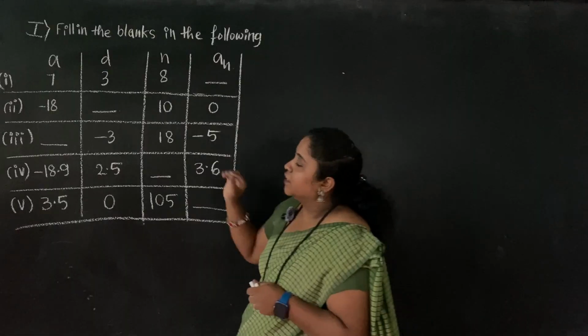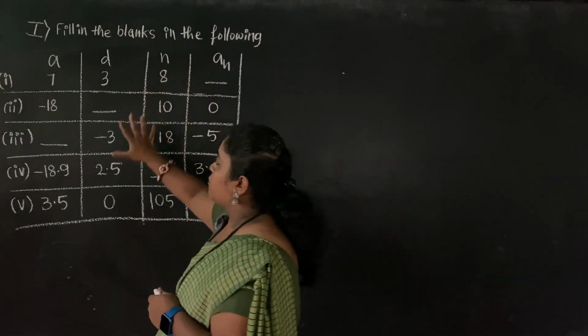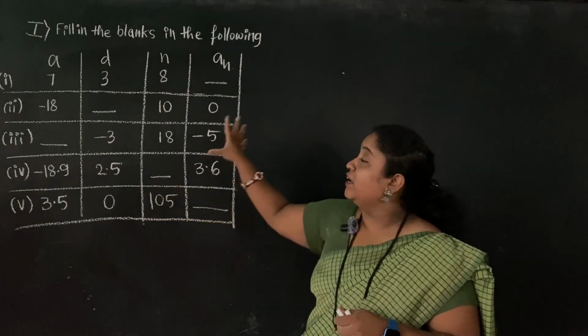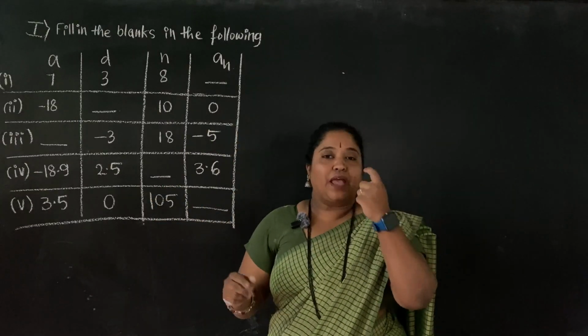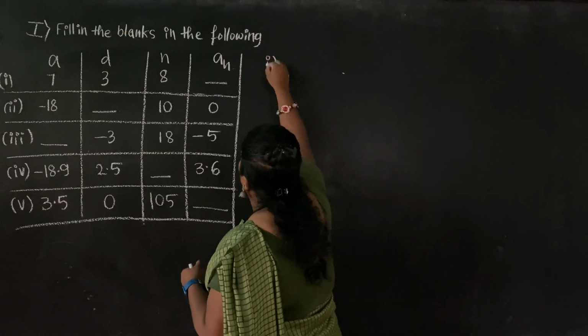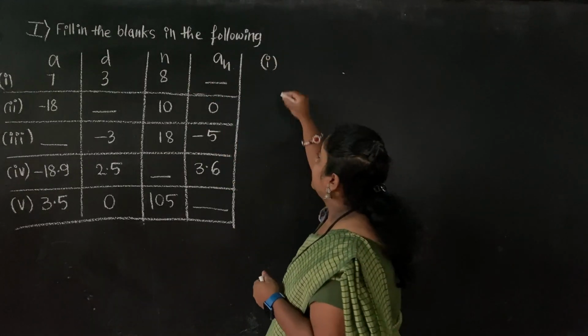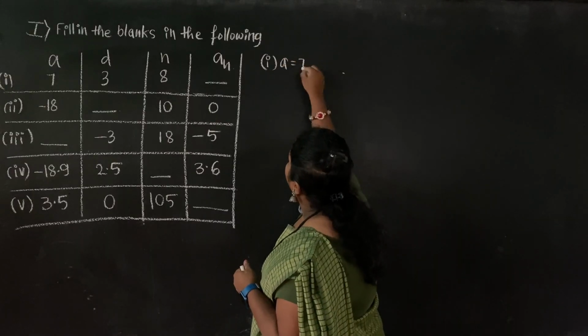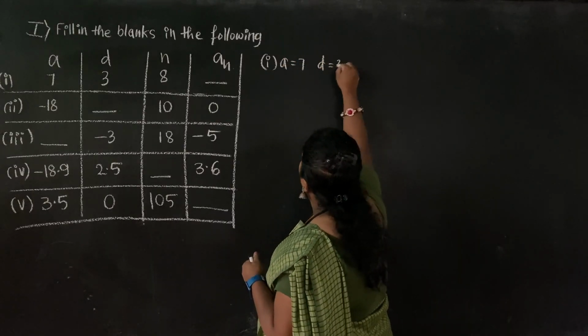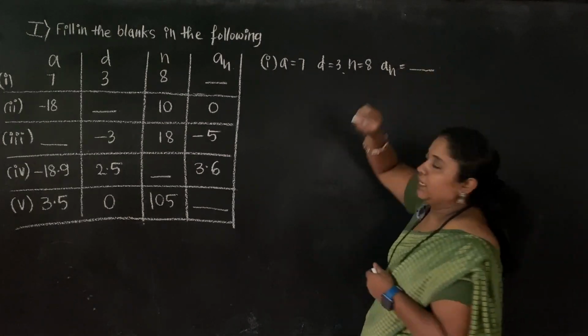Okay, now, dear, a is provided, d is provided, n is provided, an is provided in different questions. One is absent and you need to calculate that absent value. So here I'll be taking the first question, dear. When you look at the first question, what all the information is provided? a is equal to 7, d is equal to 3, n is equal to 8. an you need to calculate.